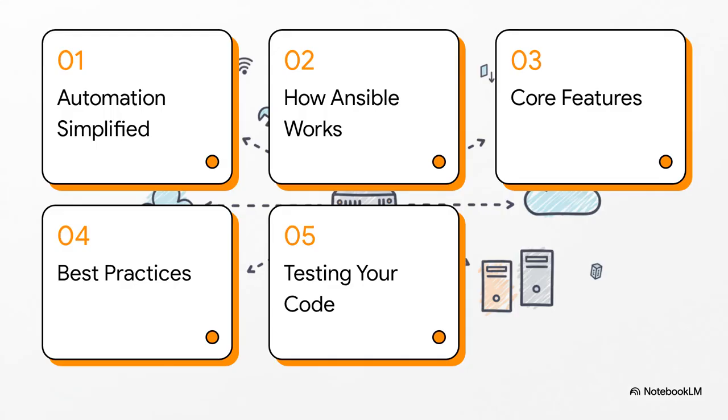Okay, so here's our game plan. We're going to break this down into 5 key parts. First, we'll look at what makes Ansible so simple. Then, we'll get under the hood to see how it works. After that, we'll cover its core features, explore some really important best practices, and finally wrap up with the crucial step of testing your automation code.